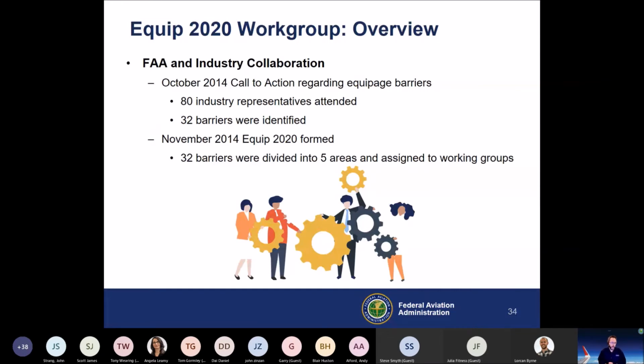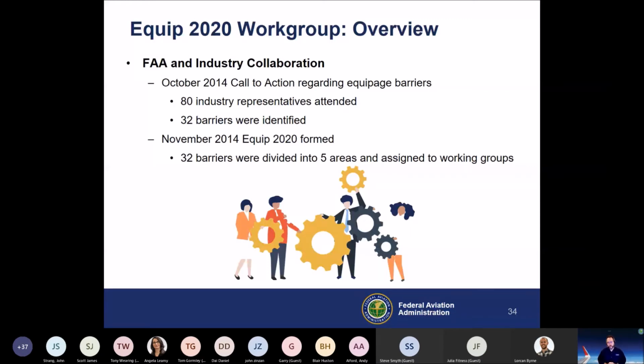So we had an industry and government call to action that brought together industry, government, and a number of associations, all of our stakeholders really who had a stake in being successful here, and brought them together to identify the barriers. So what are all the problems that we envision to getting to 2020 successfully? And the Equip 2020 work group was formed. The original group identified 32 barriers that were grouped into 5 areas, and these were assigned to work groups.